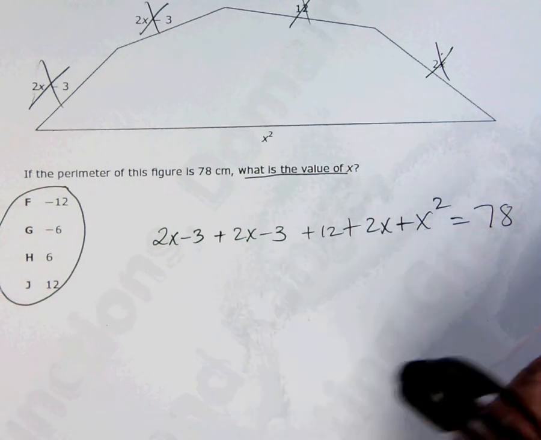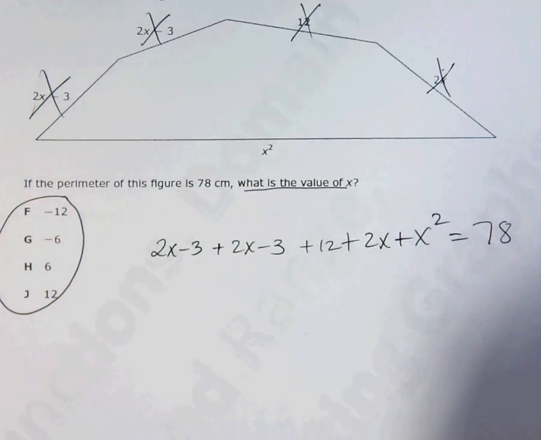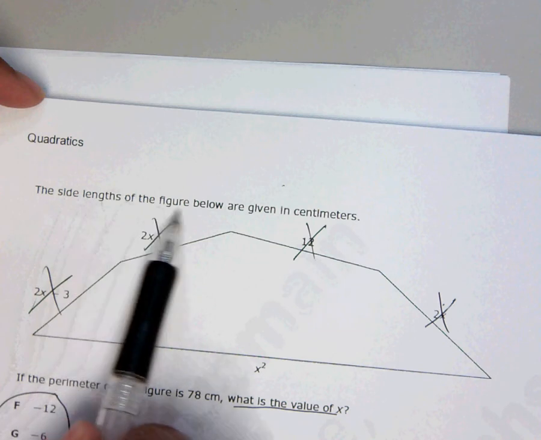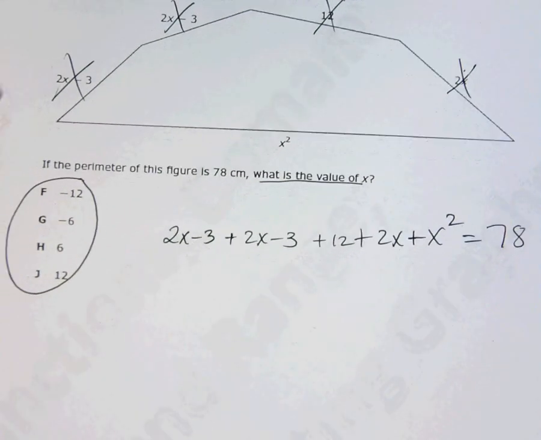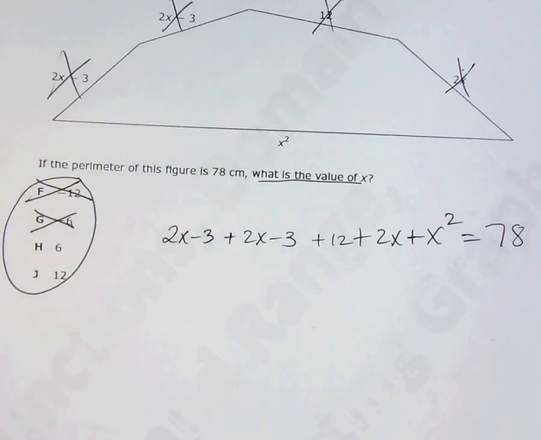Now, we are talking about perimeter and the length of each side. And how do I know that? Well, it says right here, the side lengths of the figure below are given in centimeters. Well, the side length cannot be negative. So you have to get rid of F and G, which means the answer is either H or J.